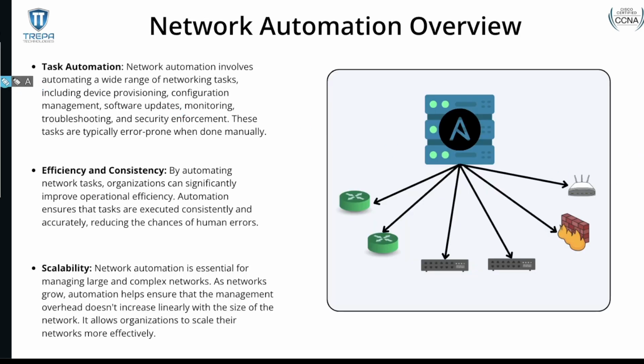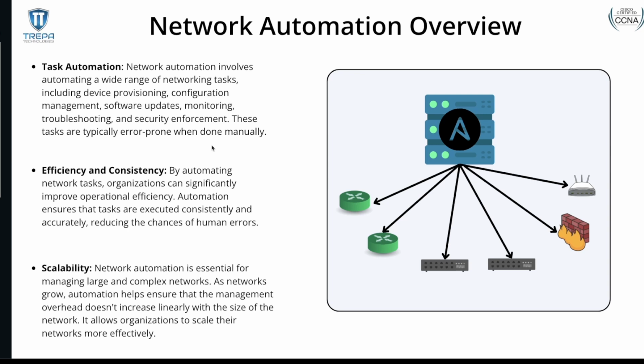Okay, so network automation overview. Task automation. One of the many benefits is we get task automation with our network automation. This includes device provisioning, configuration management, software updates, monitoring, troubleshooting, and security enforcement.